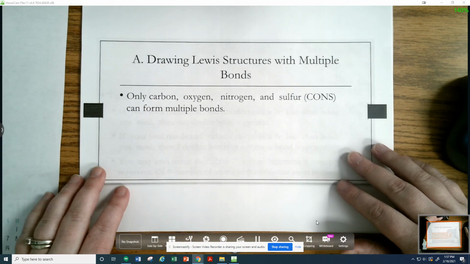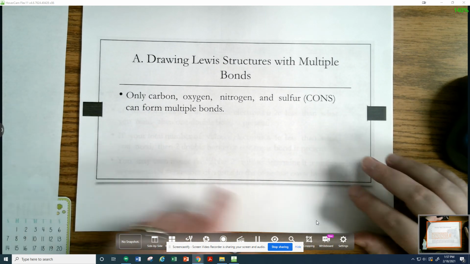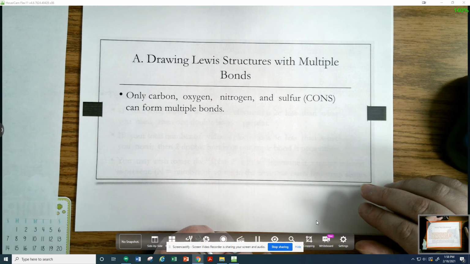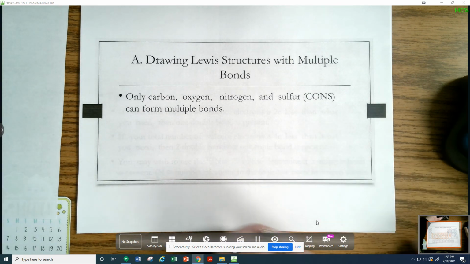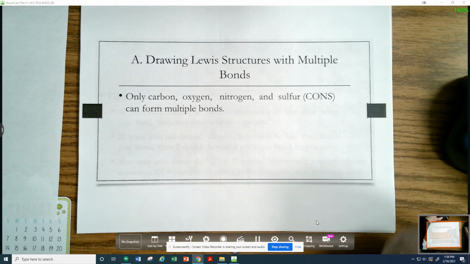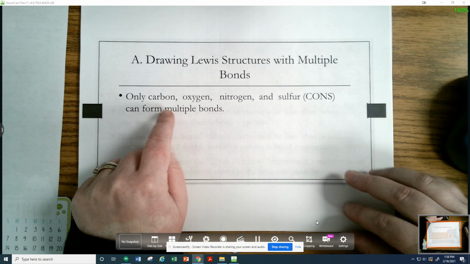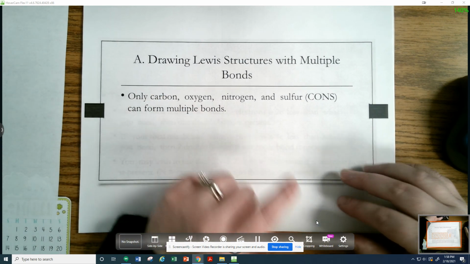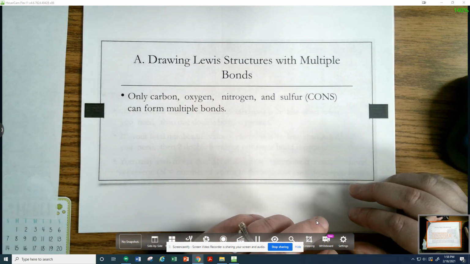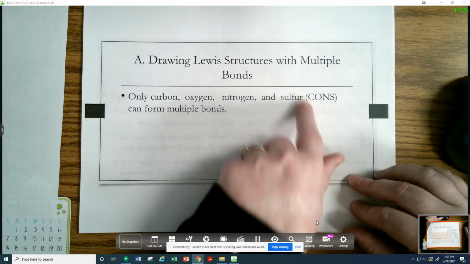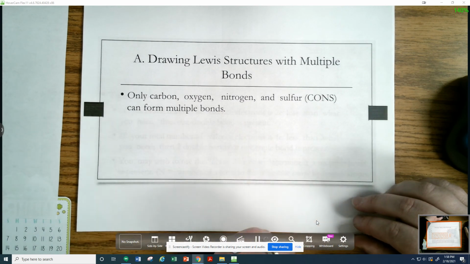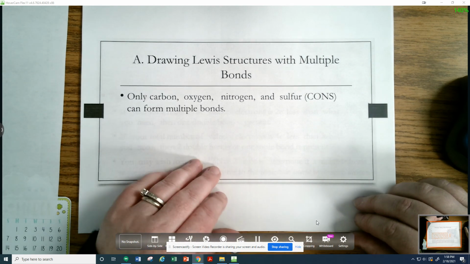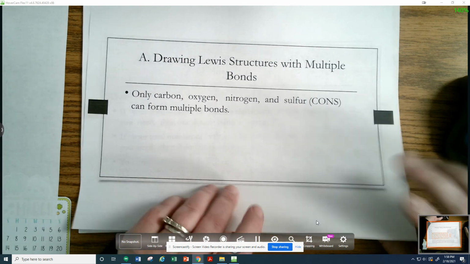So there are certain elements that are able to do this. I've just come across a couple of tips and tricks from another teacher that I have never seen for doing Lewis structures, so you guys are kind of guinea pigs a little bit. The first thing I came up with is, I know that it was carbon, oxygen, nitrogen, and sulfur, but I've never thought of making an acronym with it. So CONS is your way to remember that these are the four elements that can make multiple bonds. Other elements on the periodic table don't have this capability.